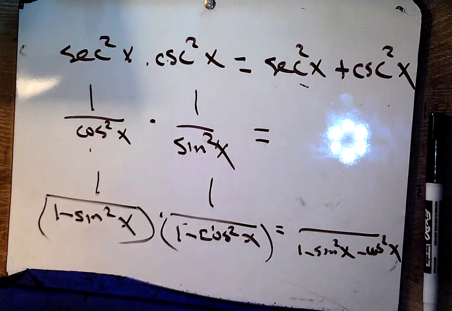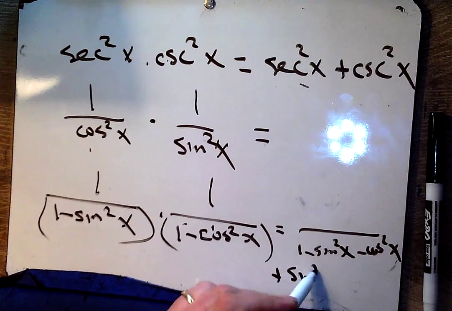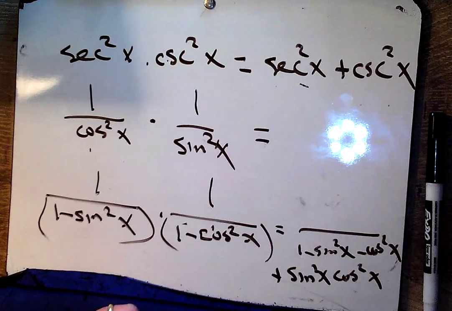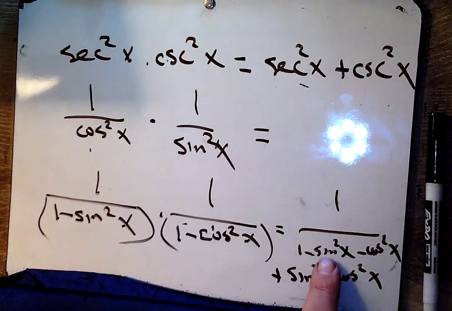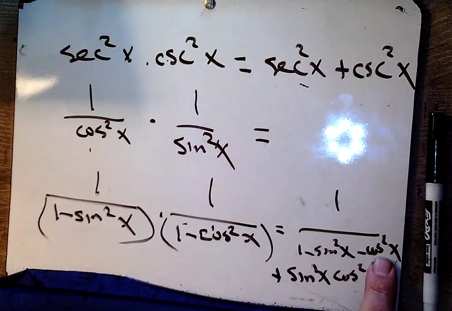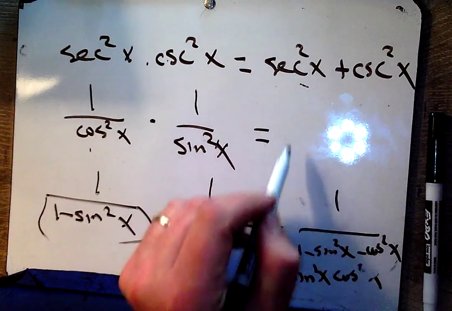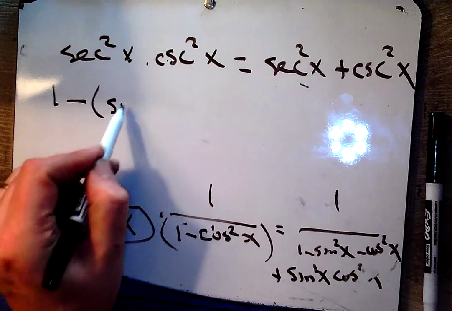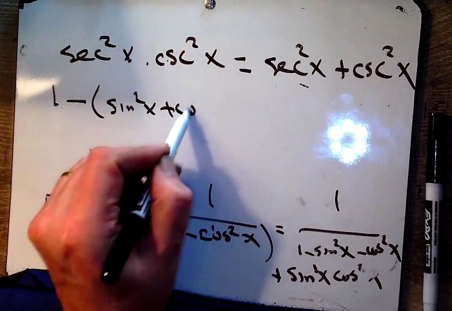Minus times minus is plus, plus sine squared cosine squared, and a 1 on top. Okay, well, what can we do? Here on the bottom, I see sine squared and cosine squared. If I pull that negative out, this problem is now going to look like 1 minus sine squared plus cosine squared.